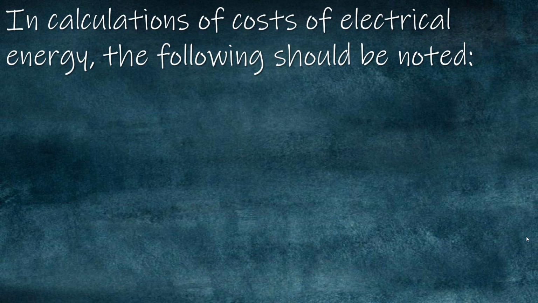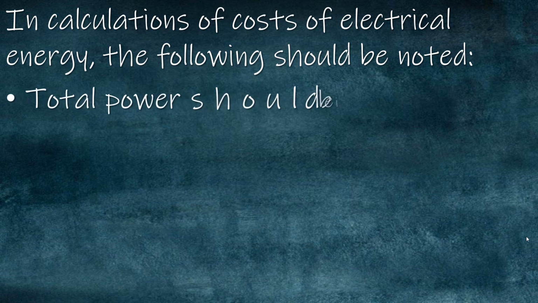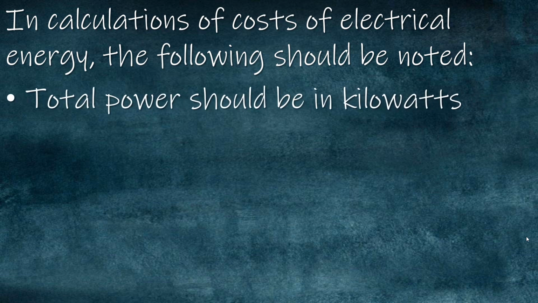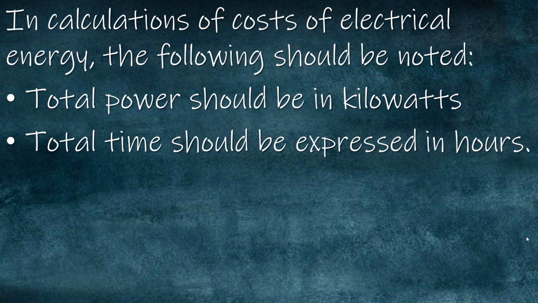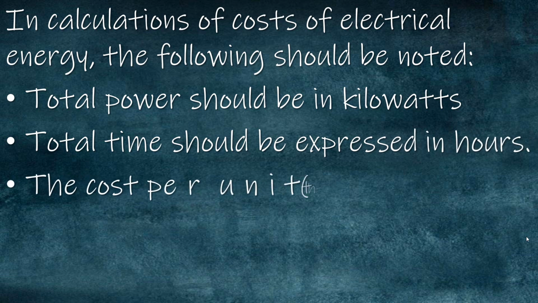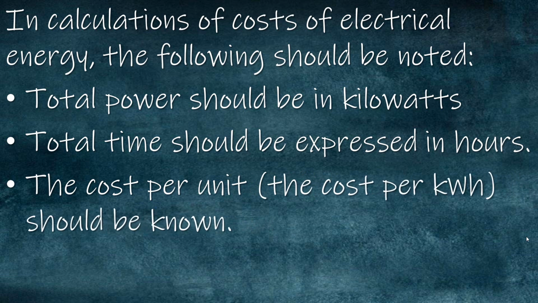In calculations of the cost of electrical energy, the following should be noted. Please note this. Number 1, the total power should be in kilowatts. We are dealing with kilowatt hours as the unit, so the total power should be in kilowatts. Number 2, the total time should be expressed in hours. Total time has to be in hours, and the cost per unit, or what we call the unit cost, which is the cost per kilowatt hour, should be known.